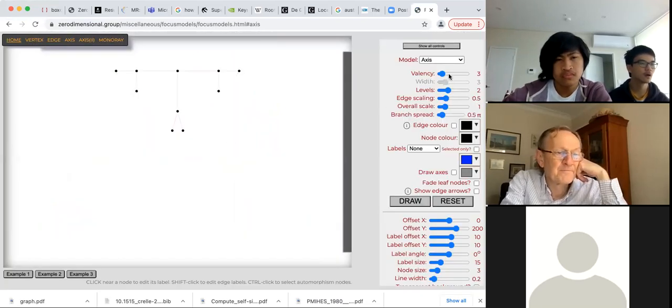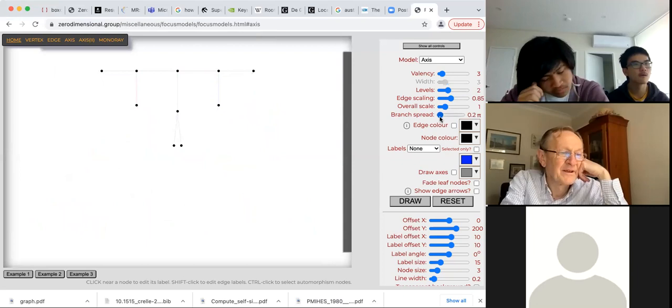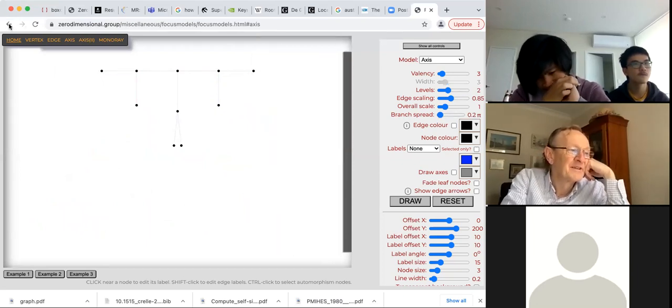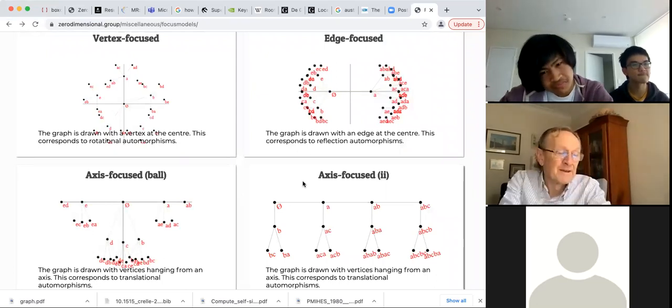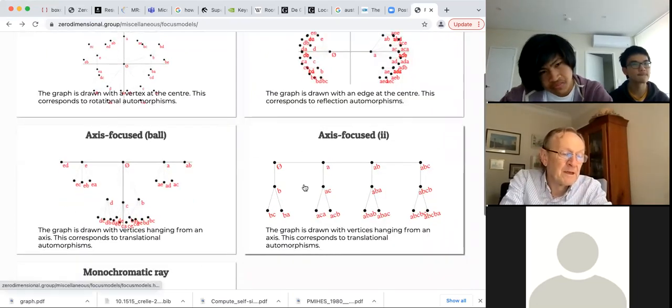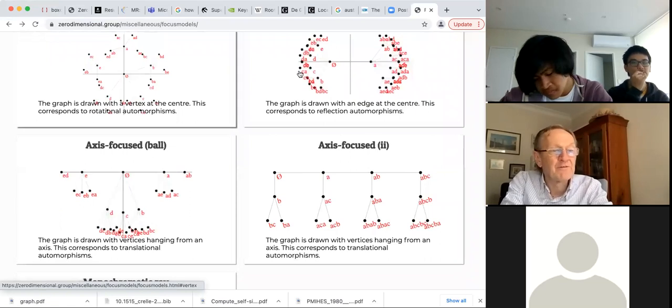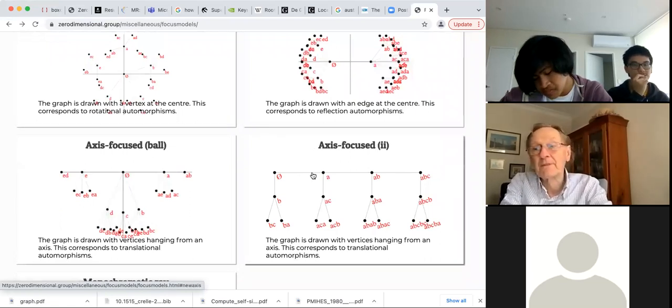Yeah, that's, we can't. We don't seem to be able to adjust the width here. Yeah, this one's not very good. So the axis focus models are not very good at the moment, but they correspond to the three types of symmetry of a tree.